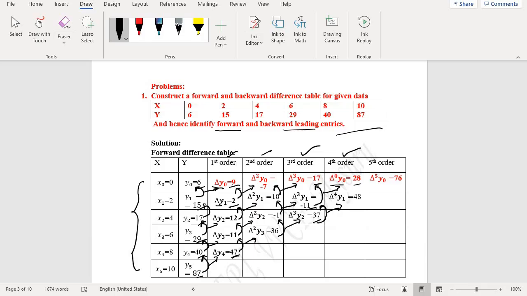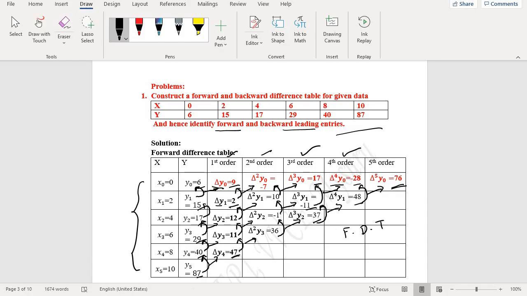Now we have two distinct non-zero values, so I can go for the fifth order. The difference of these two gives the fifth order. Now this is my last value here because I can't find the sixth order. To find the sixth order, I need two different values, but I have only one element. So this is the maximum order for the given data. So this is my forward difference table.